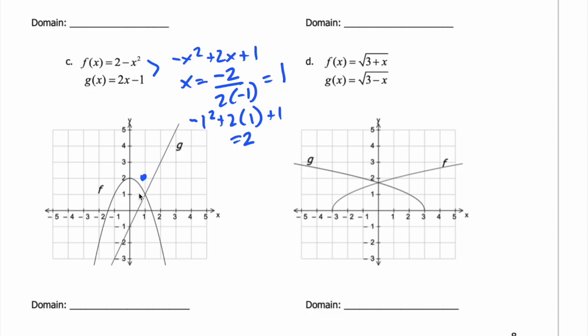It's a downward facing parabola. I guess you can get some more points just by substituting values. Like if you substitute 0, you get a 1.